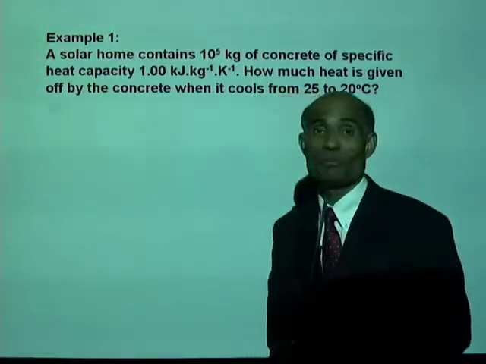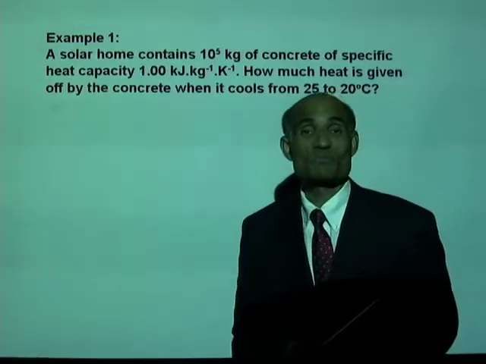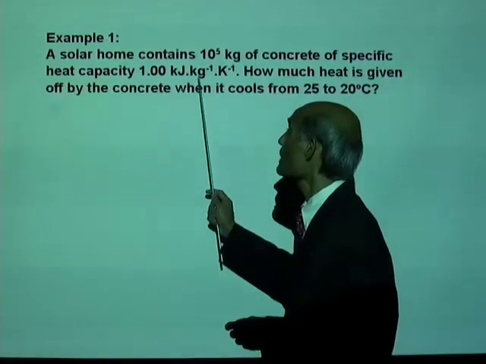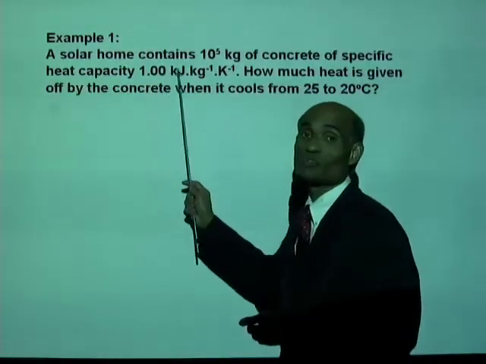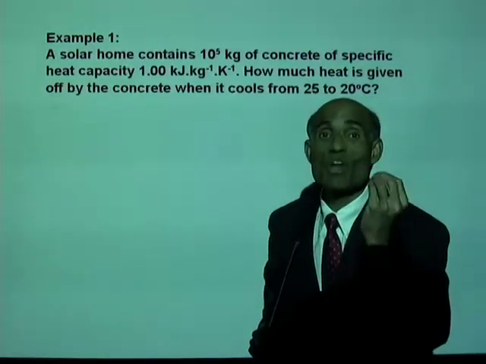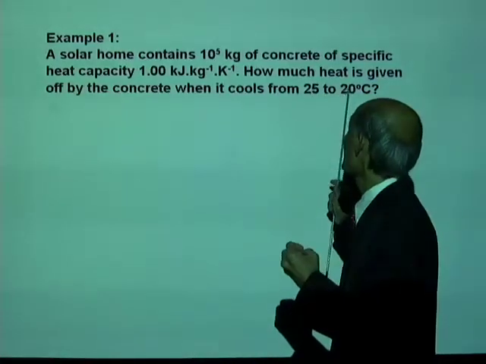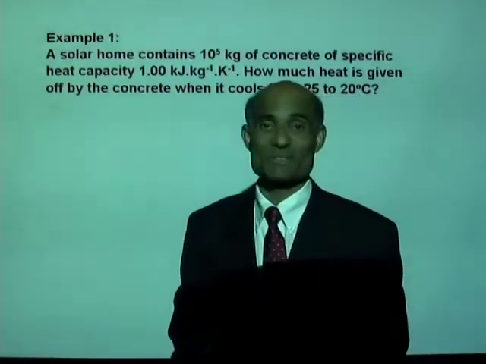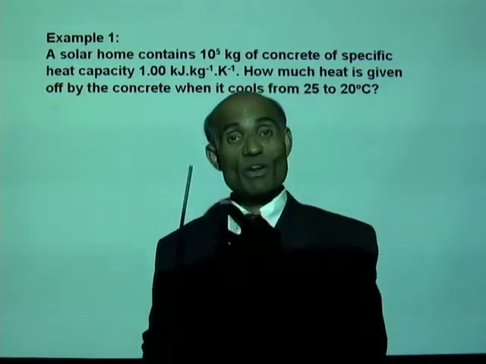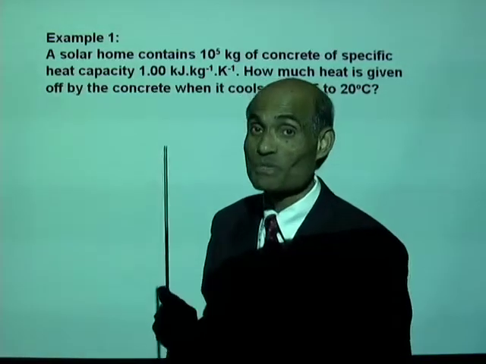A solar home contains 10 to the power 5 kilogram of concrete of specific heat capacity 1 kilojoule per kilogram per Kelvin, 1000 joules per kilogram per Kelvin. How much heat is given off by the concrete when it cools from 25 degrees to 20 degrees Celsius? Now here we need to find the quantity of heat given off when the temperature changes. So it involves only specific heat.